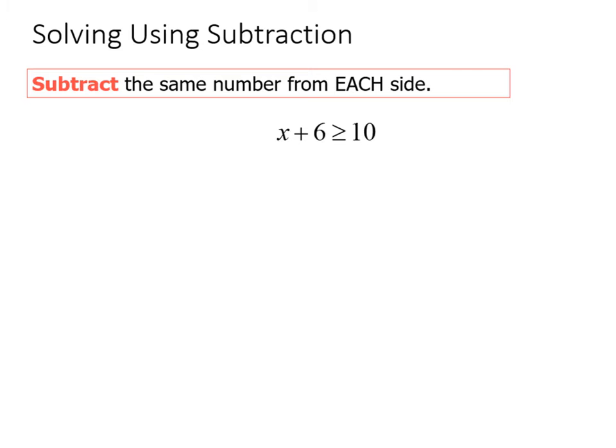Now we do the same thing again, except we're going to end up using subtraction. So our inequality was x plus 6 is greater than or equal to 10. To move that plus 6 over, we would have to subtract 6 from both sides. So that's going to give us x is greater than or equal to 4. Again, just carrying that inequality symbol down.